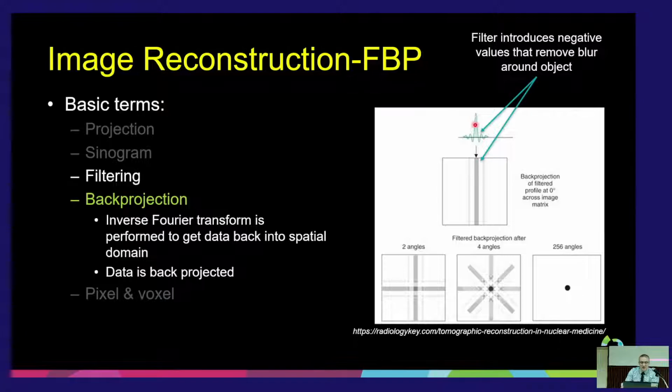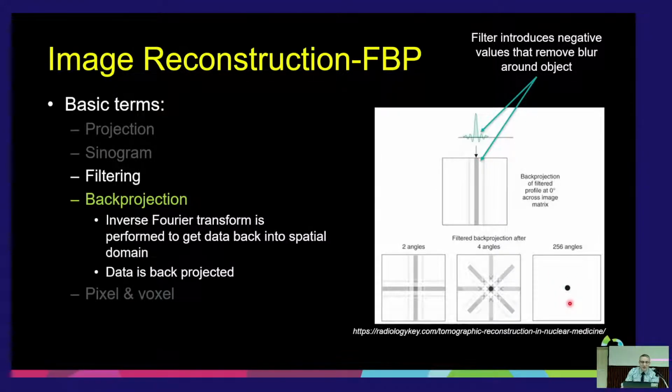And so here you can see a point spread function that's been convolved with a filter, and that filter gets rid of all the signal around the edges of that object. Then as you back project it in all the different angles, you get a point. And so the edges around that are all nice and cleaned up.